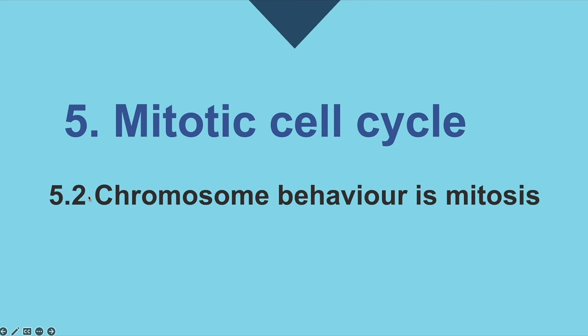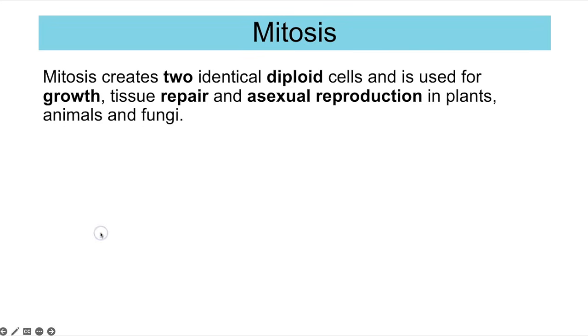The next part of topic 5 then is looking at how the chromosomes behave in mitosis. Or in other words, we're going to be going through the stages of mitosis. So mitosis is one of the types of nuclear division that occurs in the cell cycle, and it creates two identical diploid cells. And diploid means you have two copies of every chromosome. It's used for growth, tissue repair, and it's also used in asexual reproduction in plants and animals and fungi.